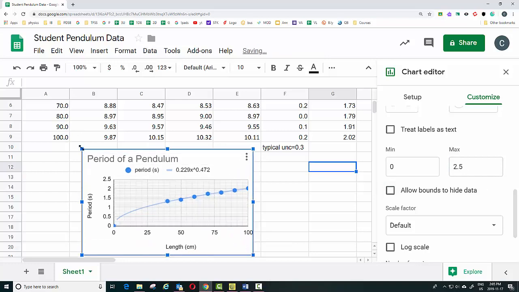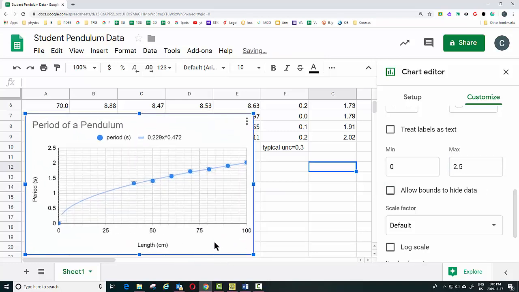So now I could just make it a bit bigger, and I've got a pretty good looking graph now. And we'll be able to cut and paste that into a Google Doc, or we can link it to a Google Doc.